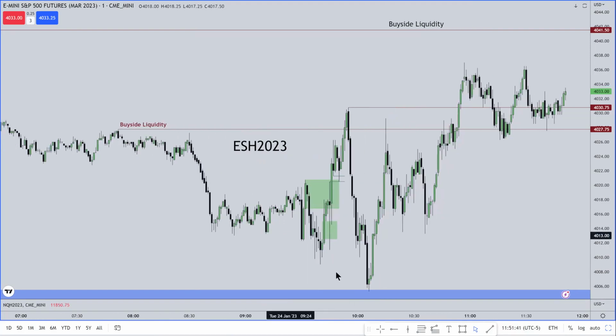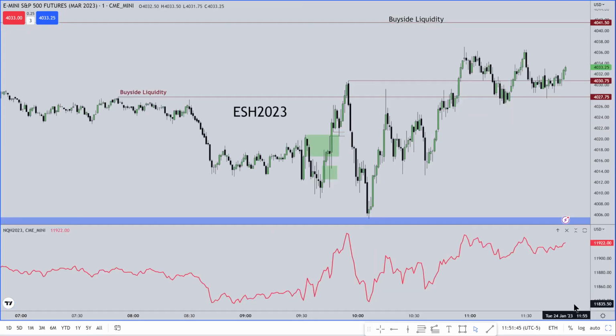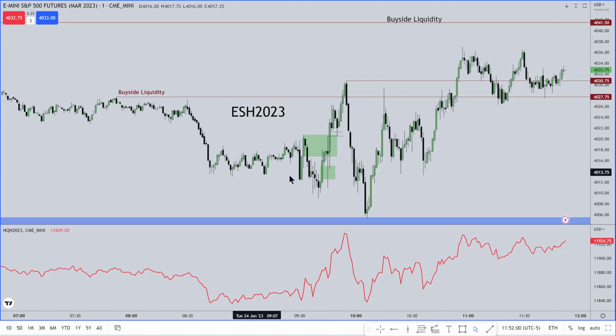So we had the SMT divergence down here, and that is here. We have the lower lows, but not seen in the NASDAQ. You see that? So this is an SMT divergence. What's actually occurring here, as the S&P market is dropping lower, it's going below this sell side liquidity here. So I'm going to annotate that real quick so you can see and follow the logic. It's what's going on in my head as the trader.